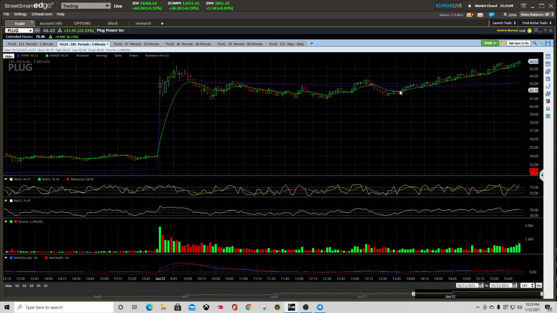And the trade line is the 9 EMA. 9 EMA, 9 exponential moving average, not the simple moving average, the exponential moving average. Okay? And this is on the 3-minute chart. Only on the 3-minute chart.